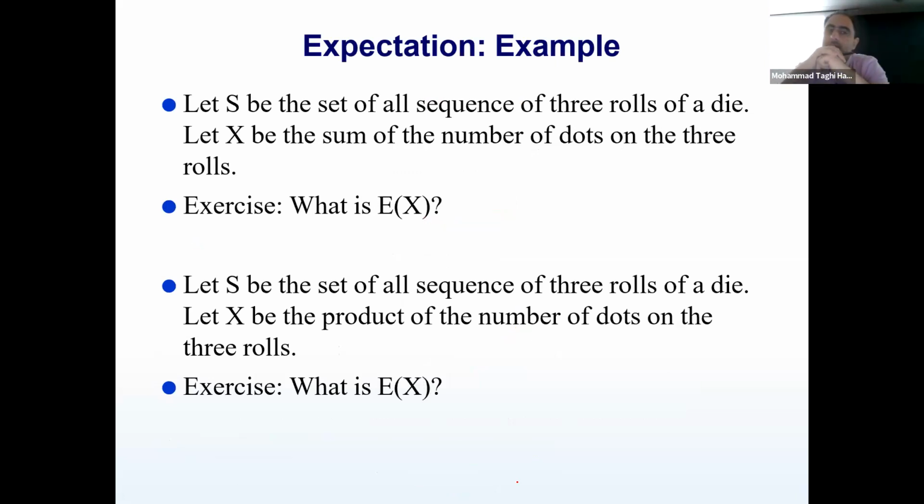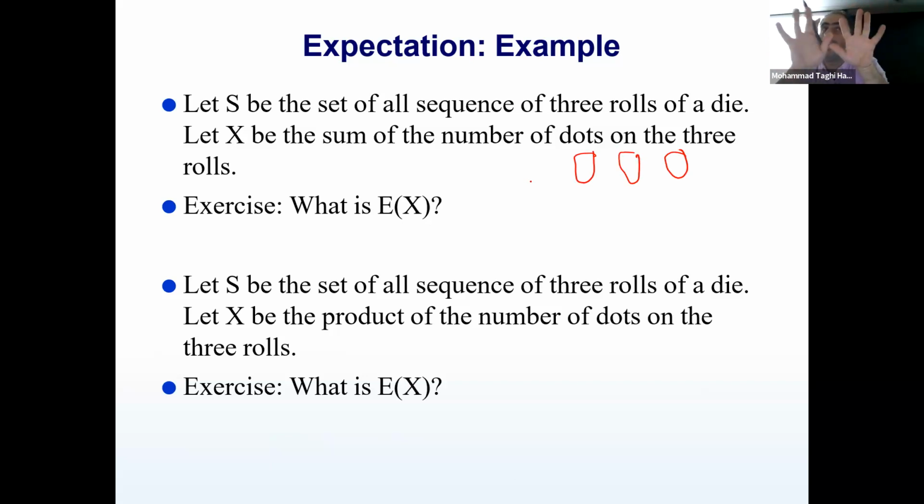Let's see an example here. Let S be the set of all sequences of 3 rolls of a die, the same instance. Let X be the sum of the numbers of dots on the 3 rolls. What is E of X? So again, these are the 3 dots that you have, and you want to see what the expectation is. To do that, let's do the formula.